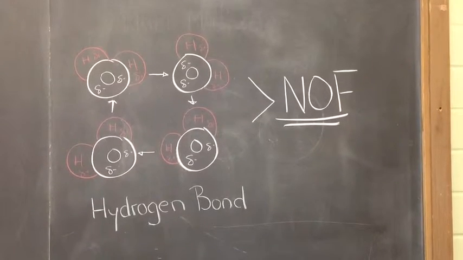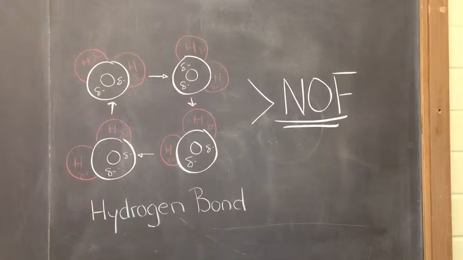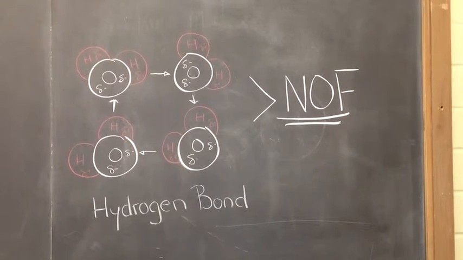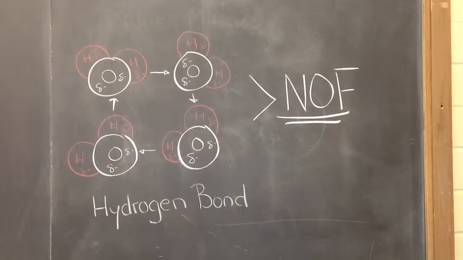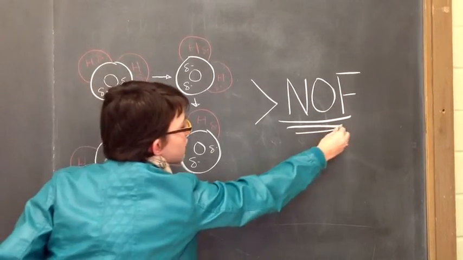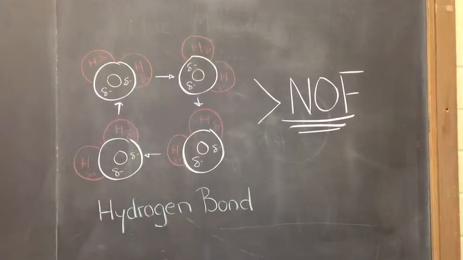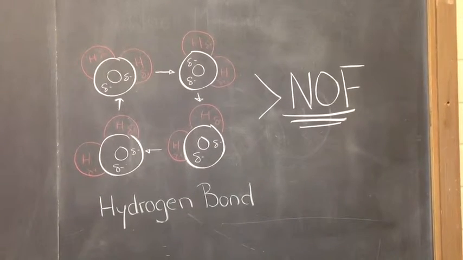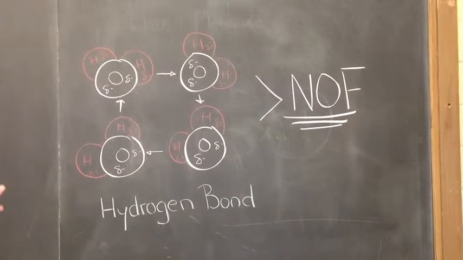Like I stated earlier, the strongest type of dipole-dipole force is a hydrogen bond. This bond occurs when hydrogen is bonded to nitrogen, oxygen, or fluorine. So these molecules here. And the short form for this is NOF. So just keep in mind that hydrogen bonds happen between NOF molecules.